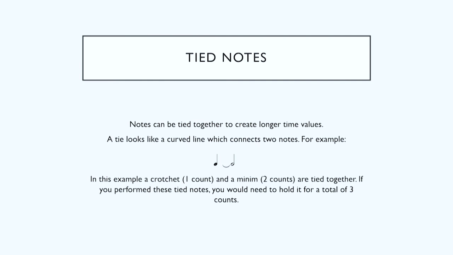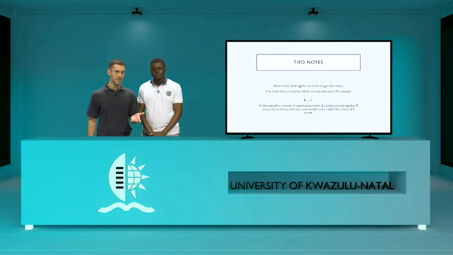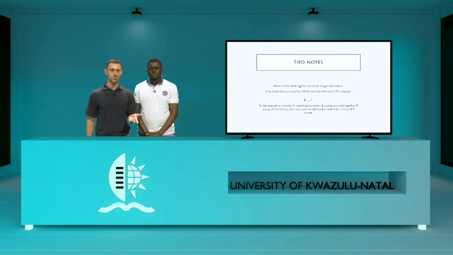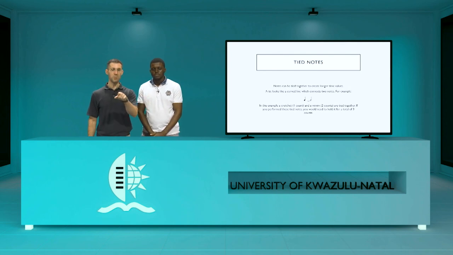The last thing that we're going to add on this particular lesson is tied notes. Notes can be put together to create longer time values. So far, we've learned that there's a time value for 6 beats and for 4 beats. One is called the semi-breve, the other one is the dotted semi-breve. But we don't actually have a symbol for 5 beats. So there's only one way to create that. It's to have a 3-count note, a dotted minim, tied to a minim.